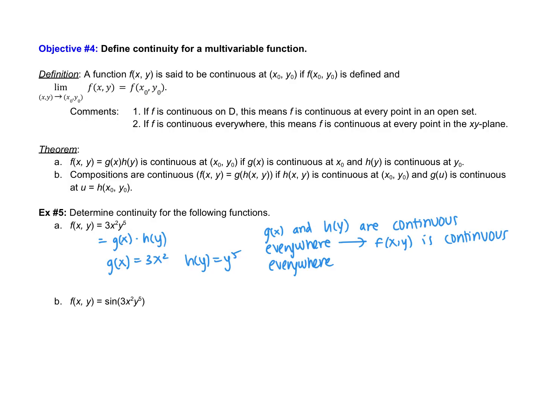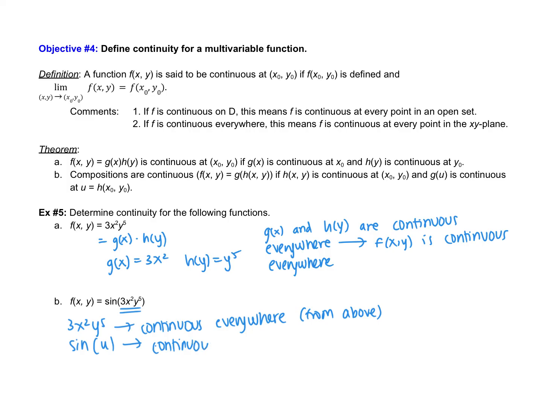Okay, and then if we look at B, we have a composition. So we already know that 3x squared y to the 5th is continuous everywhere. And that's from above. Then sine of some value, we'll call it u. So sine of something we know is continuous everywhere. Therefore, f of xy is continuous everywhere.